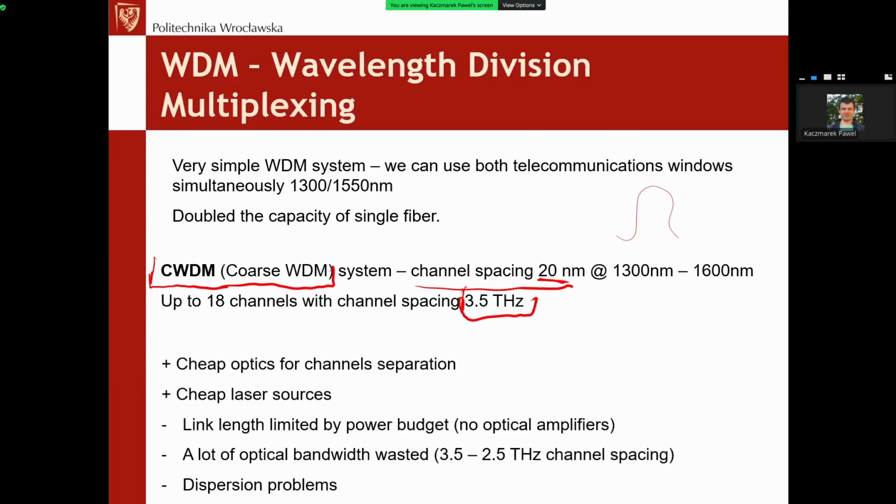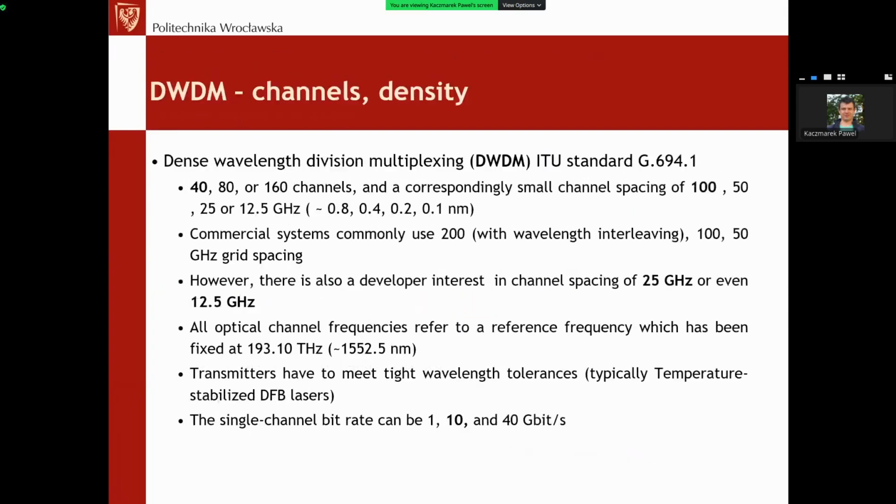But if we go to the WDM technique, this modern telecommunication technique, where we have 40, 80, or even 160 channels, they have a small distance because the bandwidth of this third telecommunication window is limited. So if we have, for example, 40 WDM channels, the spacing in the wavelength domain is 0.8 nanometers, but in the frequency domain it means it is 100 gigahertz.